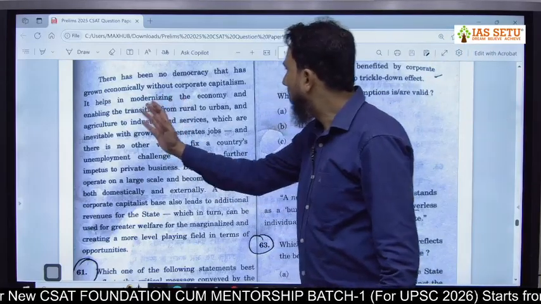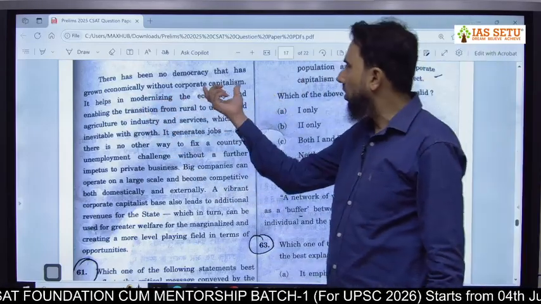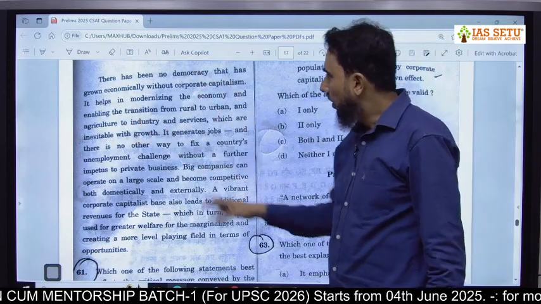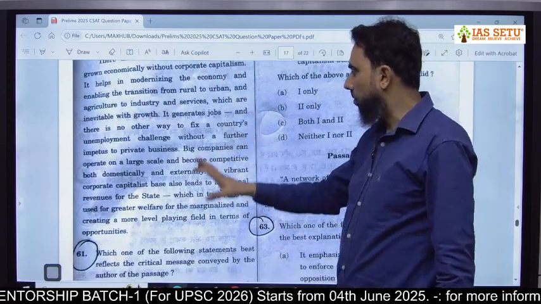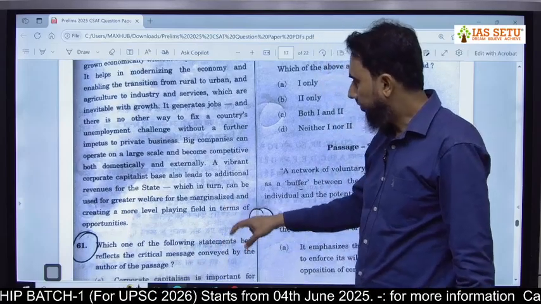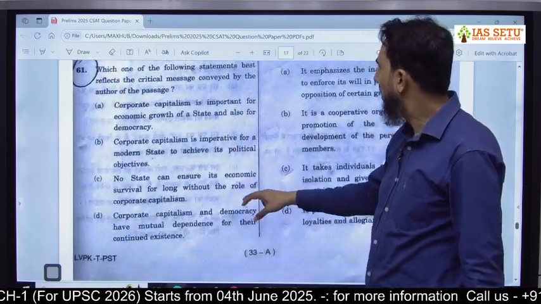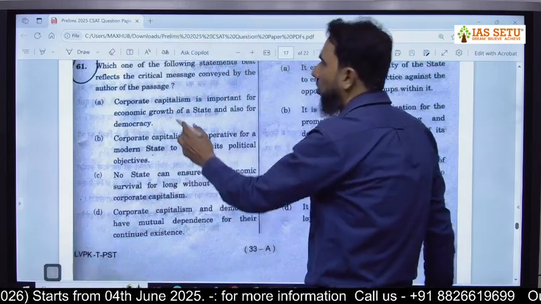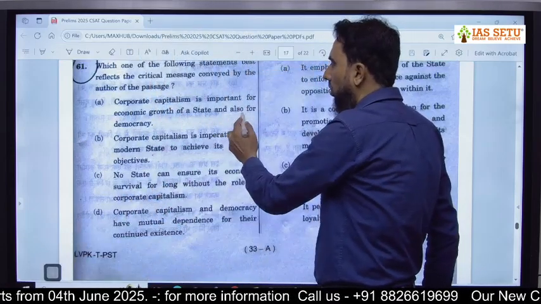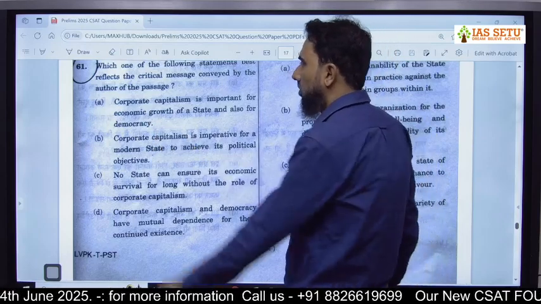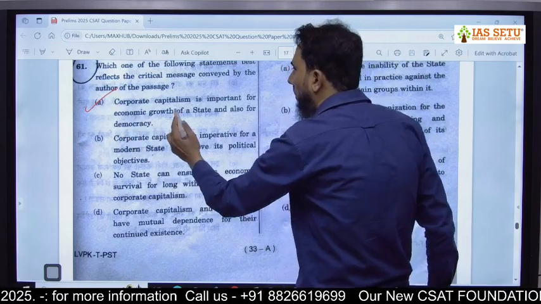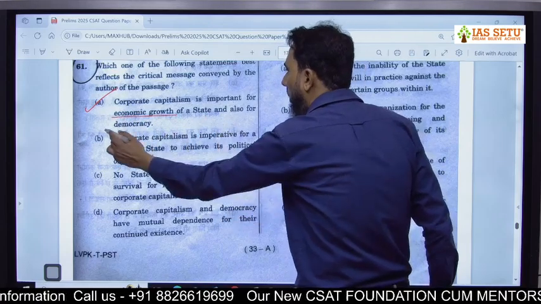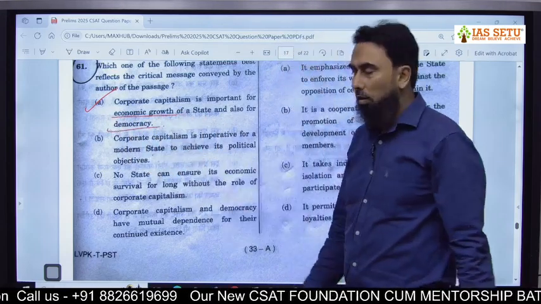There has been no democracy that has grown economically without corporate capitalism. It talks about democracy and corporate capitalism, right? And how the corporate capitalism helps a government. Question number 61. What is the critical message? Corporate capitalism is important for economic growth of a state and also for democracy. Sounds good? It is, capitalism is important for economic growth of a state and also for democracy, right?